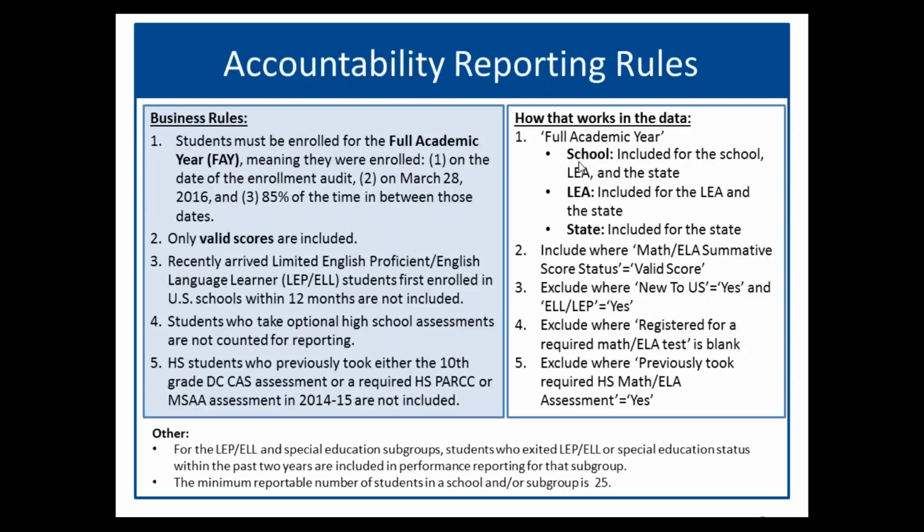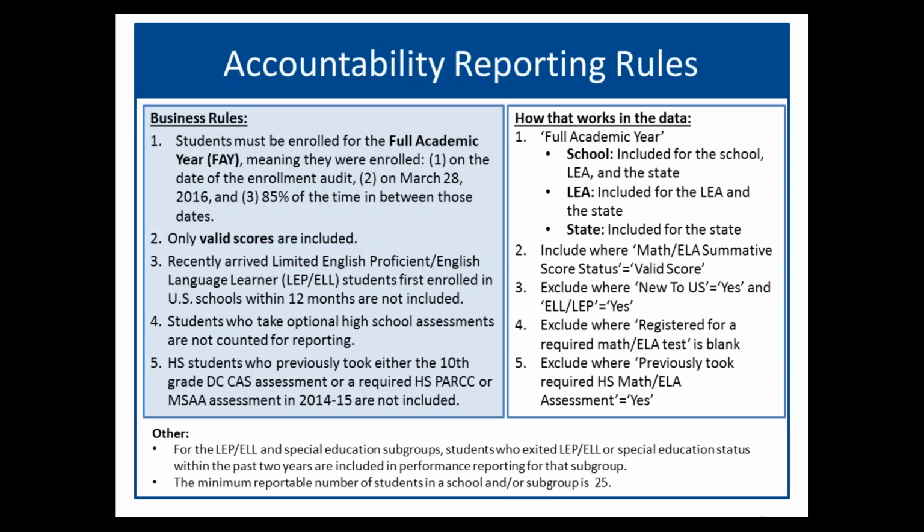Okay, moving on. In the next two sections, I'm going to cover the accountability reporting rules and the participation reporting rules. These are for the purposes of showing you how to get from your student level data tab to the school and LEA data tabs, which aggregate the student level data according to certain business rules for reporting. In the left-hand column you can see the business rules, and in the right-hand column it shows you how, with the data fields in your file and the student level data, you can replicate the school and LEA level aggregations. So I'll go over each now.